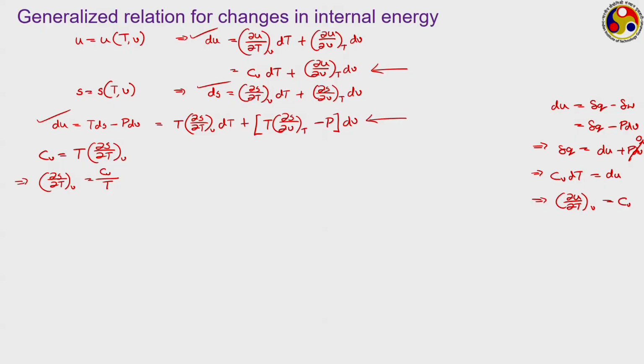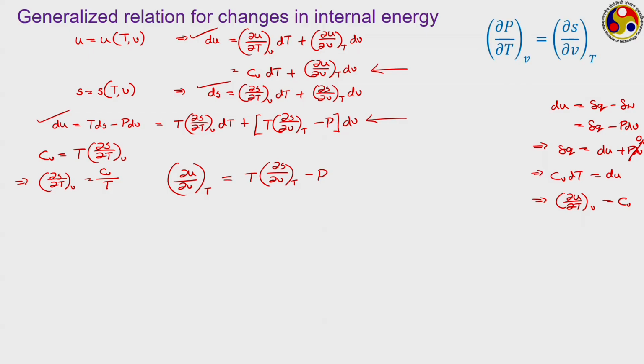Let us take the second part. So, we have (∂U/∂V) at T equal to T into (∂S/∂V) at T minus P. Now, we make use of this particular Maxwell's relation, and accordingly we can substitute this (∂S/∂V) at T as (∂P/∂T) at V minus P. So, combining this with the original expression, we now have du equal to Cv dT plus [T (∂P/∂T) at V minus P] dV.